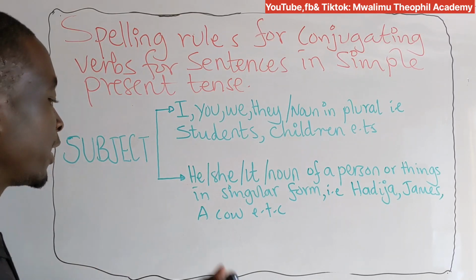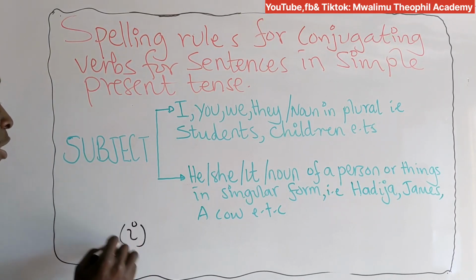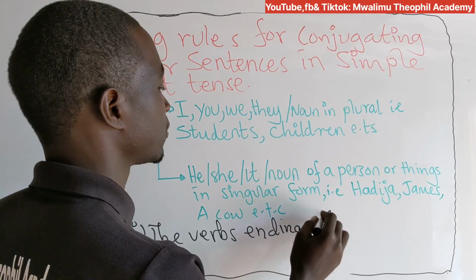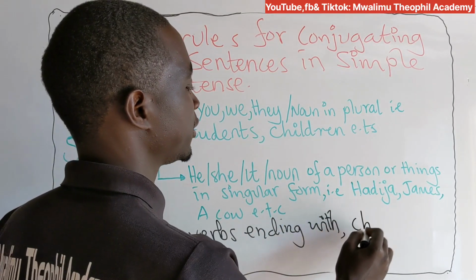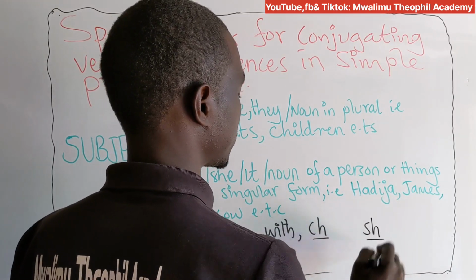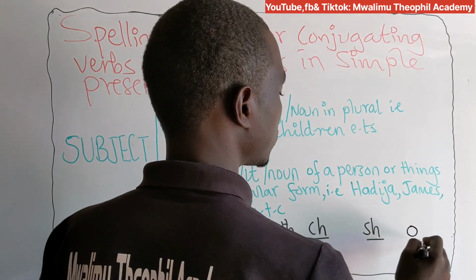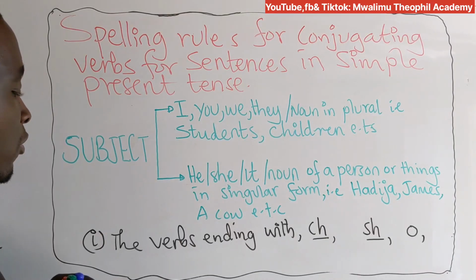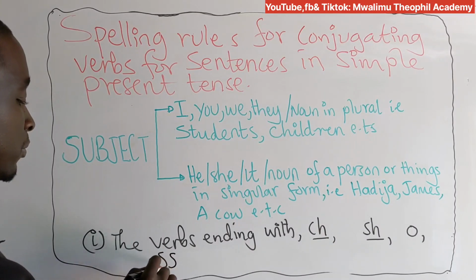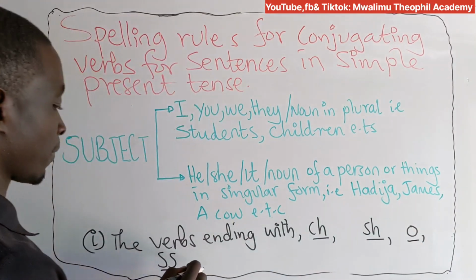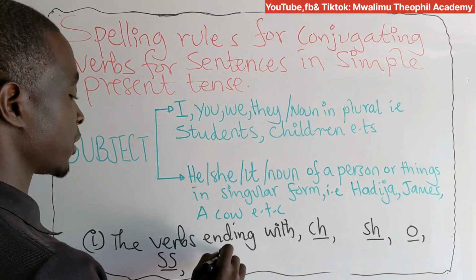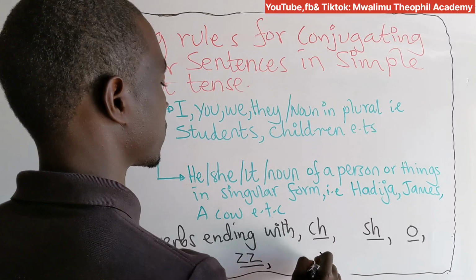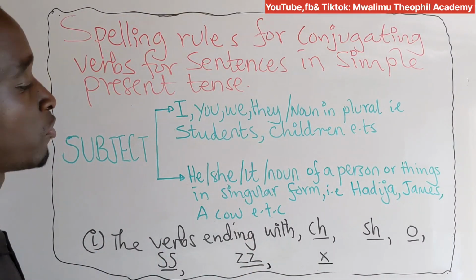Rule number 1 is for the verbs ending with ch, sh, the o, the double s, the double z, or the x. For any of these verbs, we add es to the original verb.